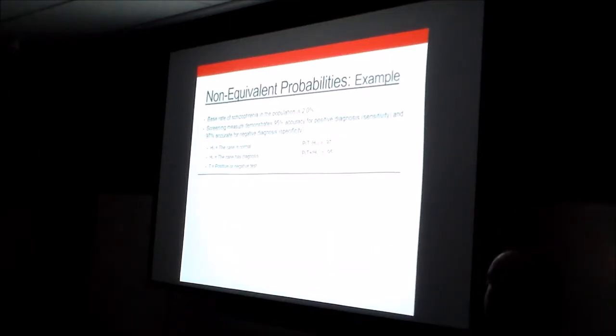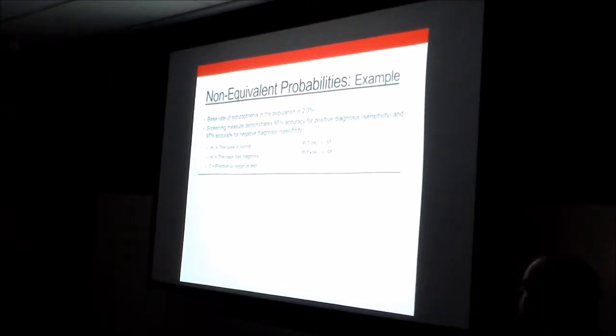So in this example, again pulled from Cohen's article, the base rate of schizophrenia in the population is 2%. And we run a screening measure that demonstrates 95% accuracy for positive diagnoses and 97% accuracy for negative diagnoses, this is specificity. Right? From a testing standpoint, are we excited about this? If I say your sensitivity is 0.95, your specificity is 0.97, do we like this? Oh yeah, we like this. This is fantastic. These are amazing outcomes for a measure, right?